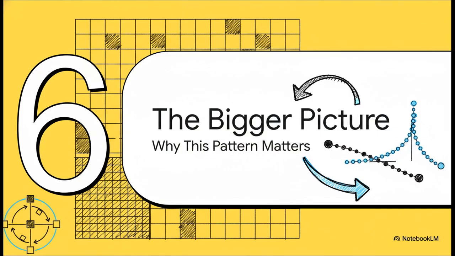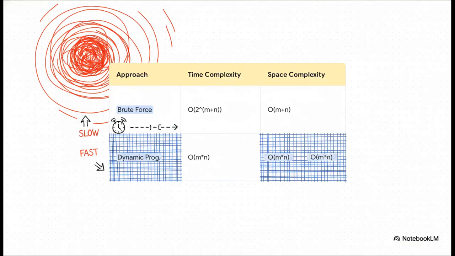just about solving this one problem. Why is this whole grid-based approach so important? Well, just look at this. The difference in performance is just staggering. We went from an exponential complexity, which is basically useless for anything but the shortest strings, to a polynomial one. We just have to fill out the grid once. This is the difference between a program that times out and one that gives you an answer instantly.